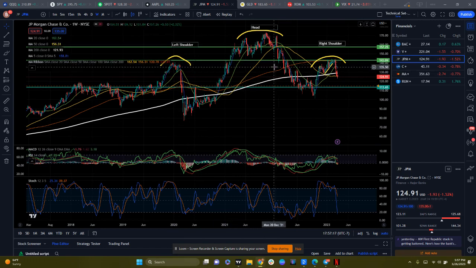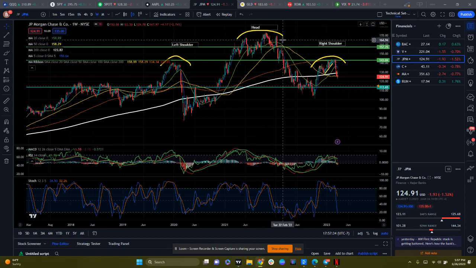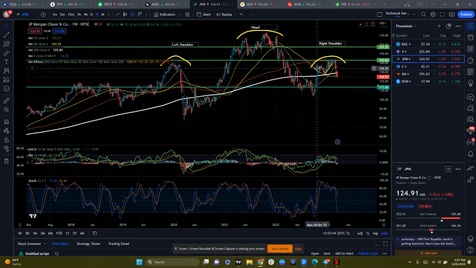So zooming out to the weekly, we go back to 2019 where the left shoulder was starting to form. So the left shoulder formed around 2019, 2020. So that's your left shoulder. You go to 2021 to about 2022. The head has formed, right? So this is the head. And then you have the right shoulder, which has been forming right around November 2022 up to now. So you have your left shoulder, your head, and your right shoulder.